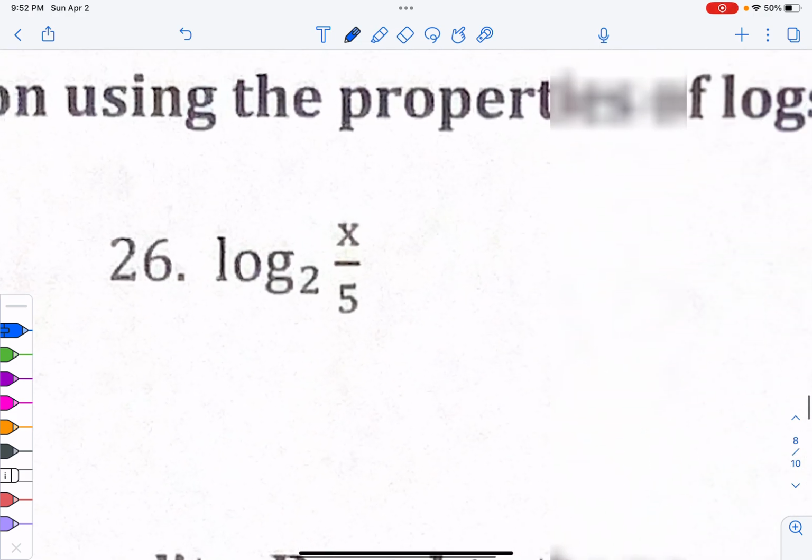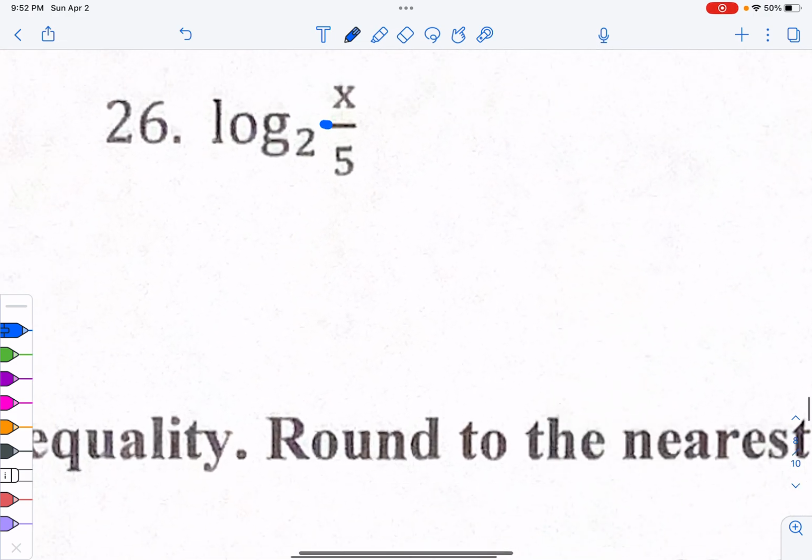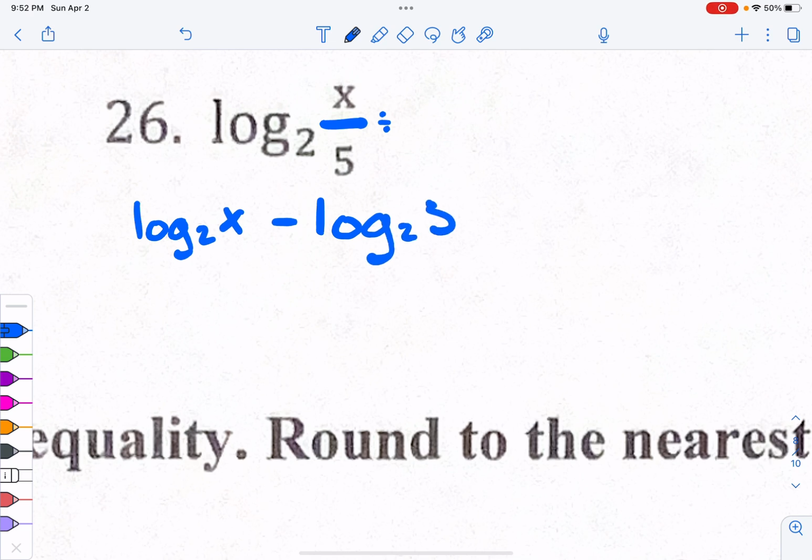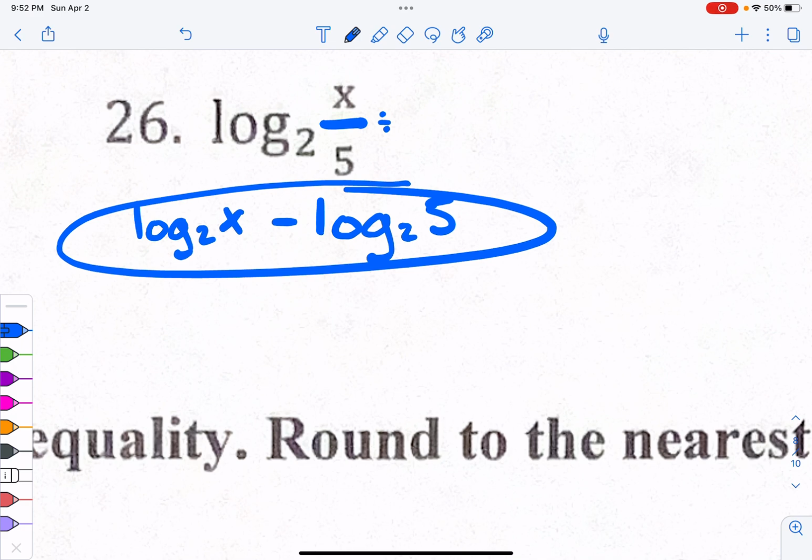All right, so moving on, 26. This fraction means that you are dividing, and when we divide, we separate them out into two pieces as subtractions. So log base 2 of x minus log base 2 of 5, and I think that's all I can do. That's it. There's no other exponents to move or anything like that, so he's good to go.